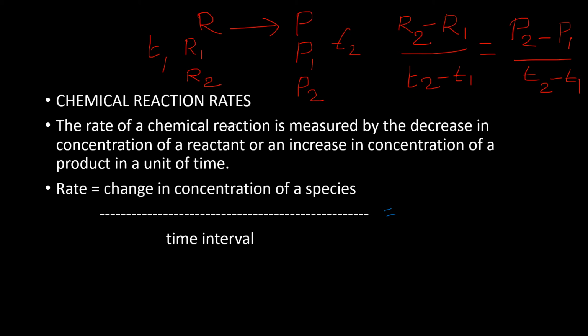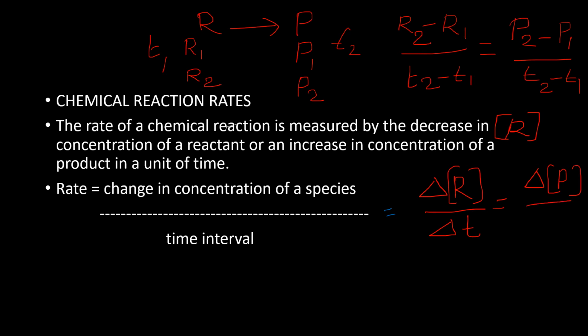In chemical kinetics, we represent concentration using a square bracket. So the square bracket of R means concentration of R; we read this as concentration of reactant. Here, R2 minus R1 is the change in concentration of reactant. We write change as delta: delta R for the concentration of reactant and delta T for the change in time. That equals the change in concentration of product divided by change in time. But R2 minus R1 will always be negative because the reactant is decreasing, while rate is a positive quantity.